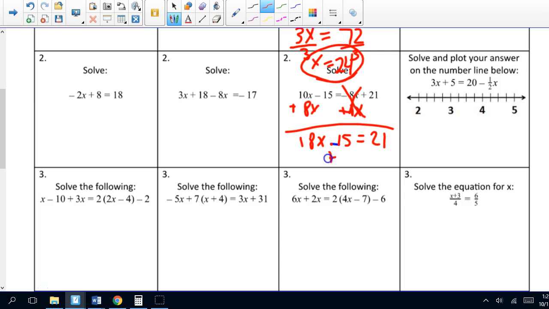Now, eliminate the 15, the constant from the left side. Make it go away. Minus 15 plus 15. Inverse operations. Bring down your 18x equals 21 plus 15 is 36. Divide both sides by 18, and you get x is equal to 2.